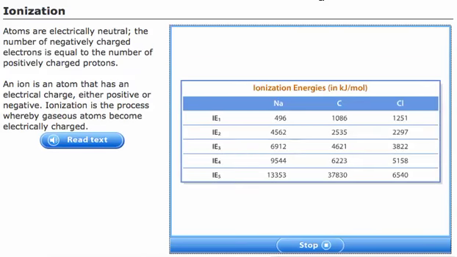Once an electron is removed from a neutral gaseous atom, the atom becomes positive, and its remaining electrons are held more tightly to the positive nucleus. Additional ionizations to remove a second or third electron require increasingly more energy.